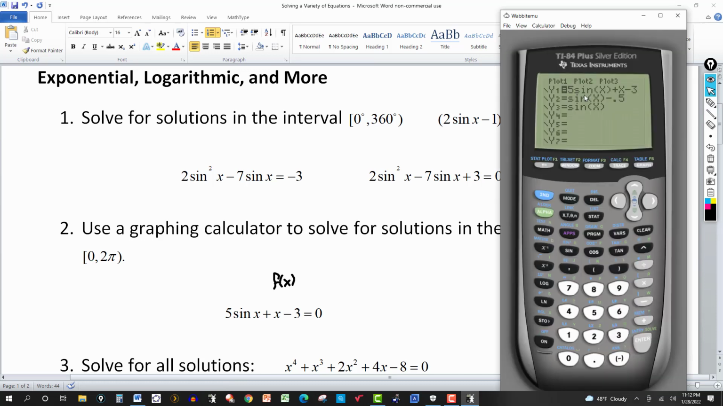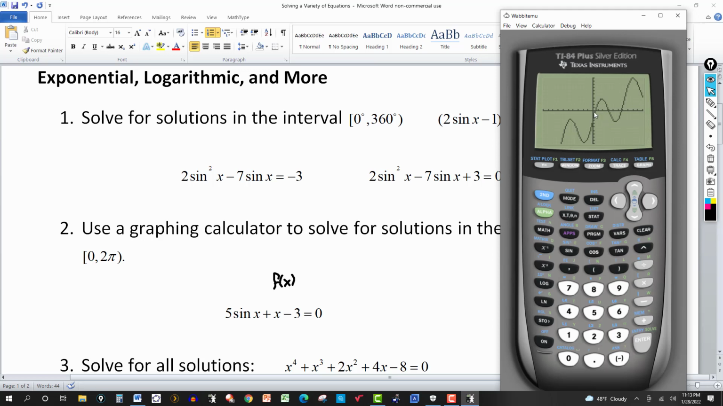I've already entered the first one there, 5 sine of x plus x minus 3. So if I hit graph, I get a line, and that's not the graph. Since we're dealing with radians here, we want to go to mode. It's in degrees. So with this type of problem, we want radian. It wants the answer in radians here. So then go back to the graph, and now we get a nice graph.